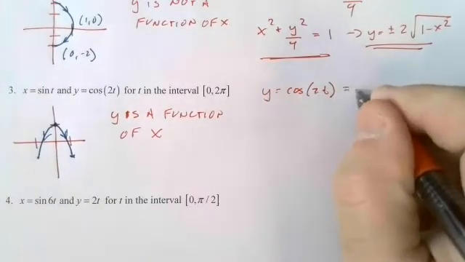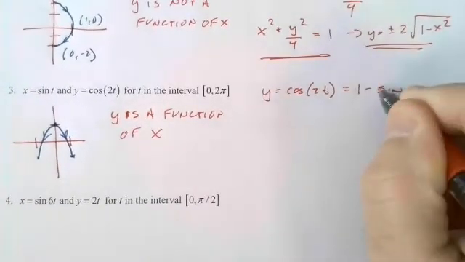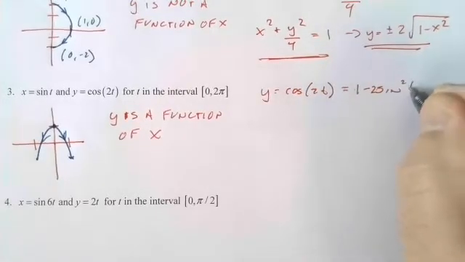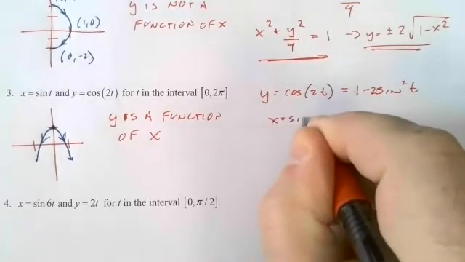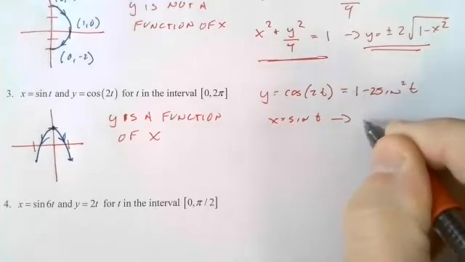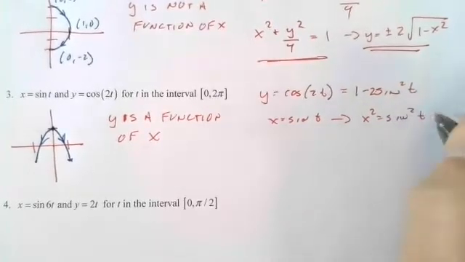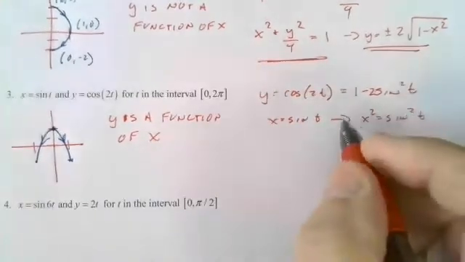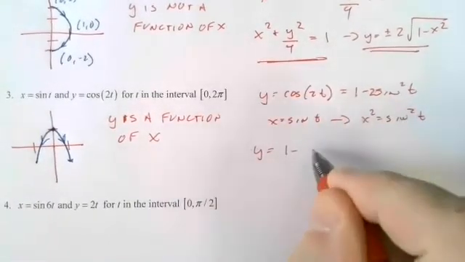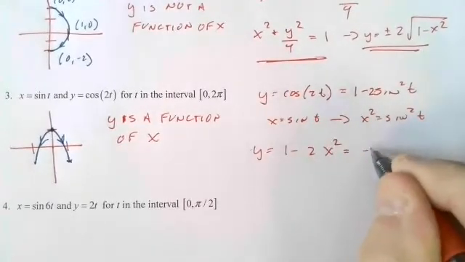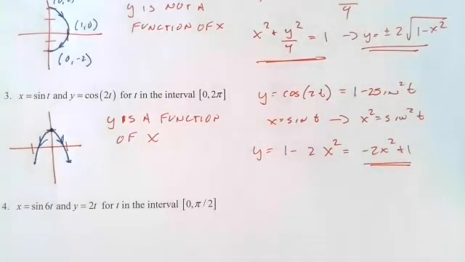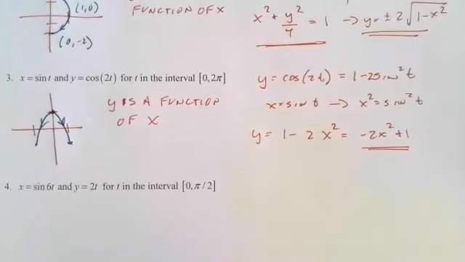Yeah, I guess I can use a trig identity and say that this is 2 sine squared t. Sure, whatever. We know that x equals sine of t and x squared equals sine squared t. Now I could sub in y equals 1 minus 2 times x squared, also known as negative 2x squared plus 1. So we've got an upside down parabola, which is what we graphed. Wow, I would never have been able to figure that out without my notes, so hopefully that doesn't bother you too much.